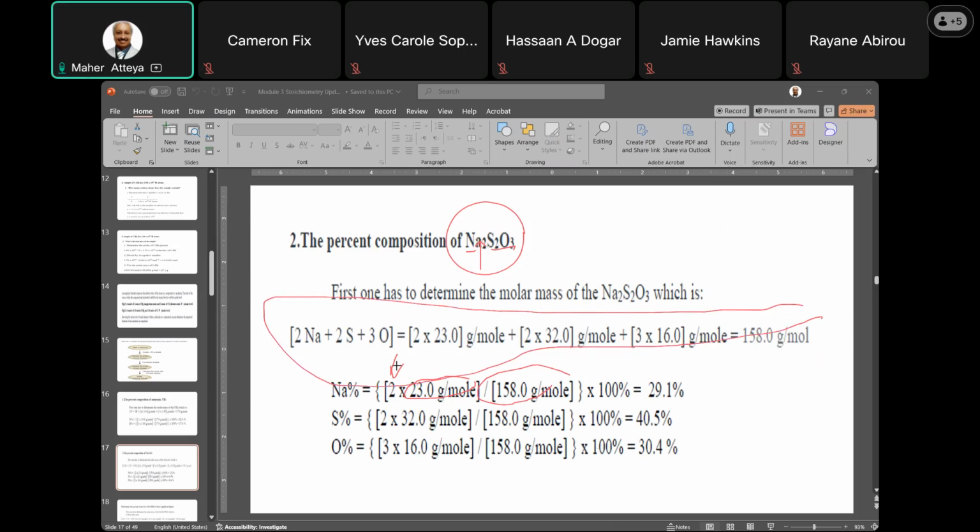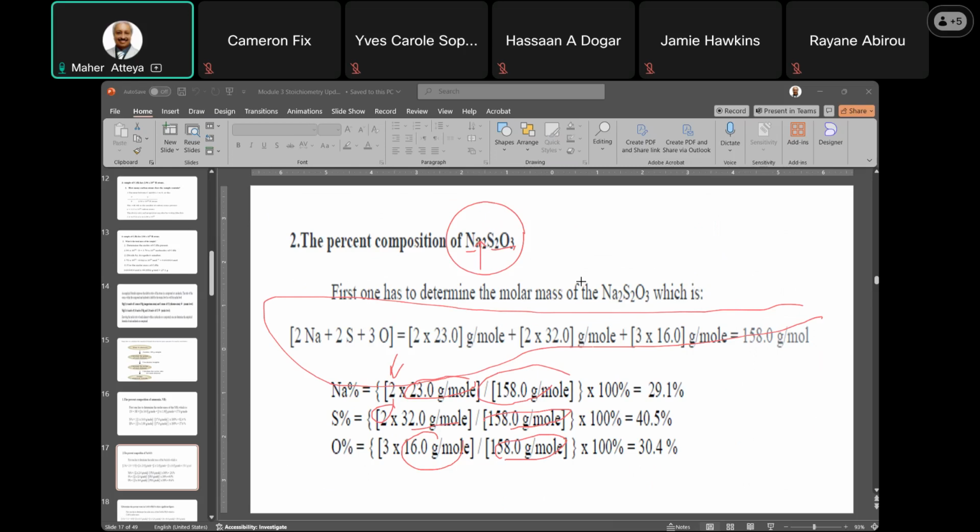Sulfur, we have 2 sulfurs, correct? Atomic mass of 32, divided by the whole molar mass. Of course, multiply by 100%. And for oxygen, you have 3 oxygen multiplied by the atomic mass of oxygen divided by the whole molar mass. And this is the percentage of each of those elements present in this molecule.